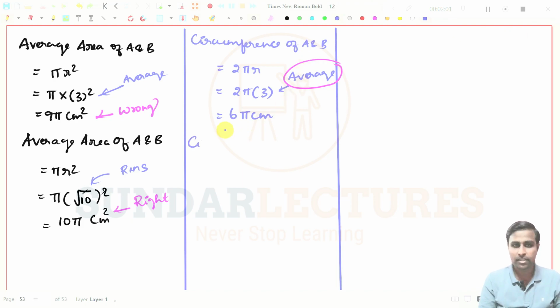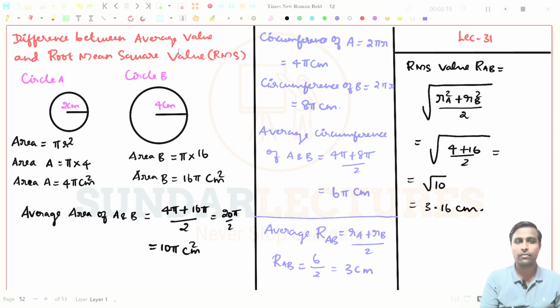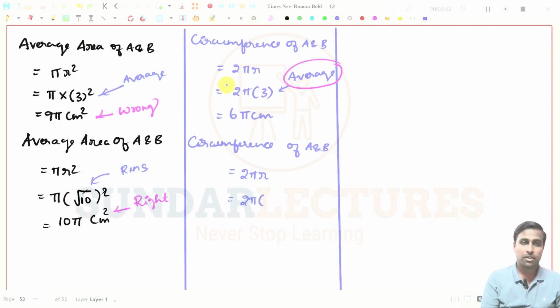See, the circumference of A and B we need to find. What is the formula? It is 2 pi r, right? We need to substitute 2 pi into root 10. Root 10 is what we have found, that means the RMS value, it is 3.16, right? So it is 3.16. What we will get? 2 into 3.16 will give you 6.32 pi.